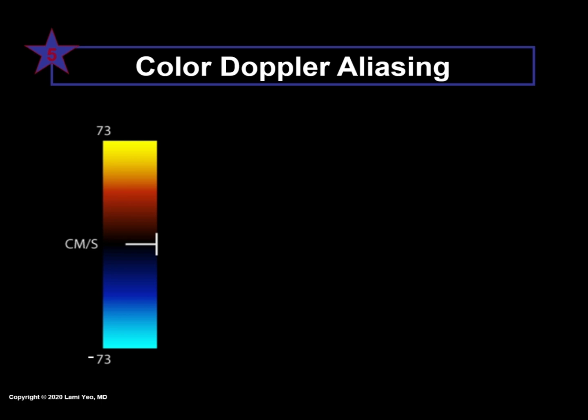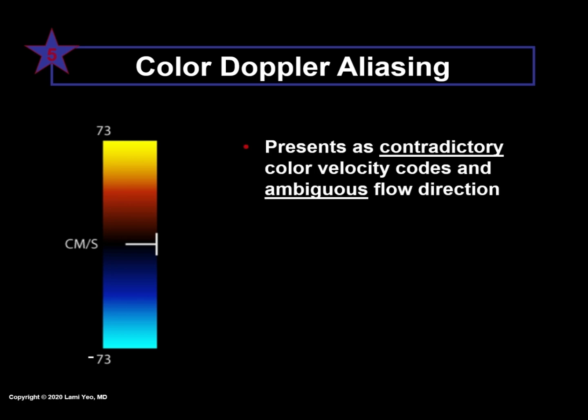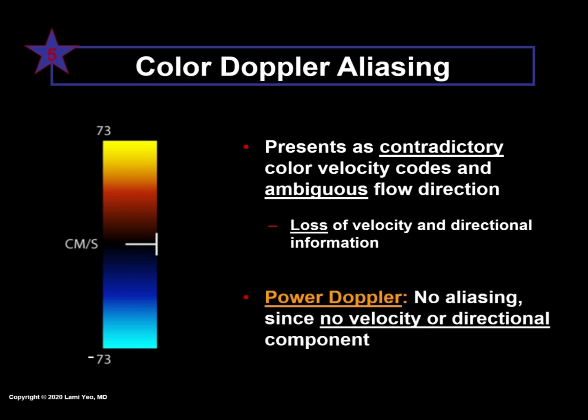Therefore, it presents as contradictory color velocity codes and ambiguous flow direction. In other words, there was a loss of velocity and directional information. It is noteworthy that power Doppler will not demonstrate aliasing, since there is no velocity or directional component with this modality.